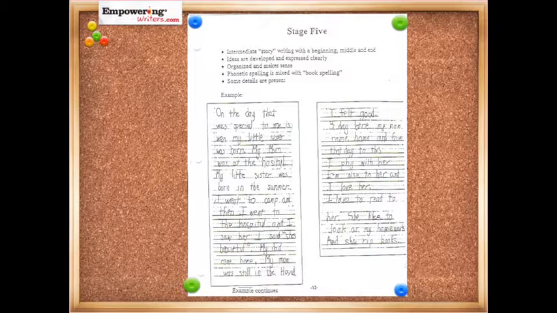On the day that was special to me is when my little sister was born. My mom was at the hospital. My little sister was born in the summer. I went to camp and then I went to the hospital and I saw her and I said, "She's beautiful." My dad came home. My mom was still in the hospital. I felt good. 3 days later, my mom came home, and from that day to this, I play with her, I'm nice to her, and I love her. I love to read to her. She likes to look at my homework, and she rips books.